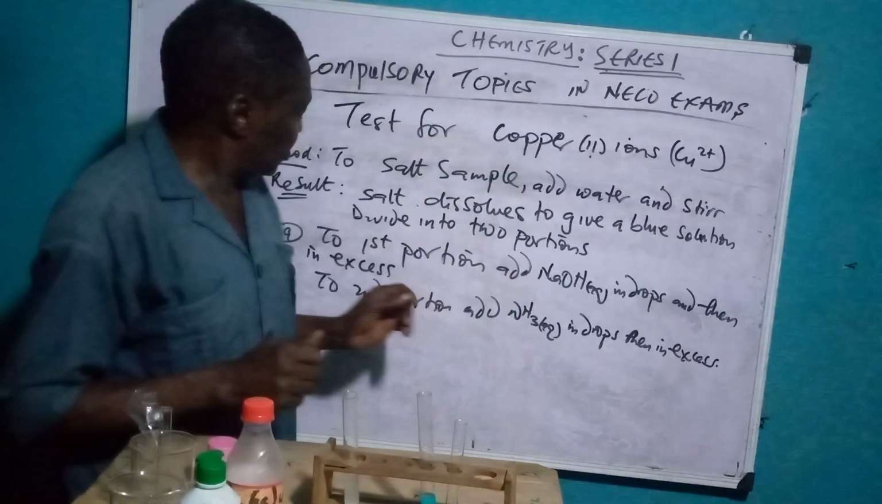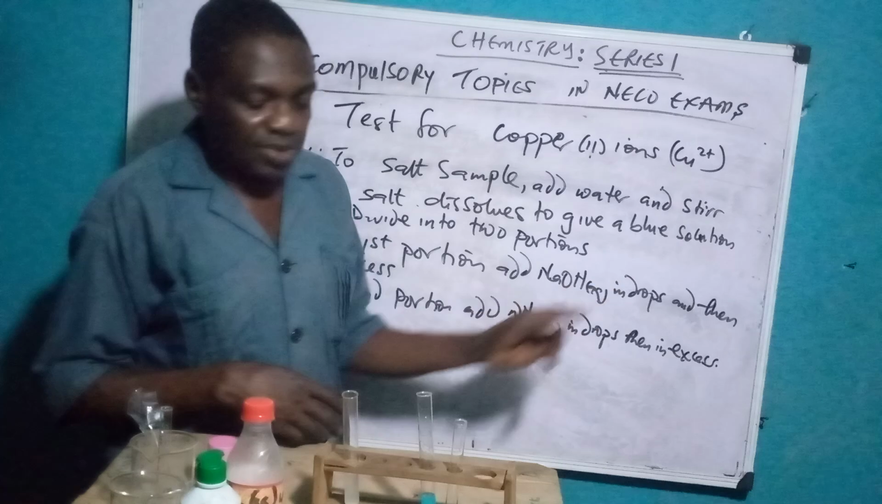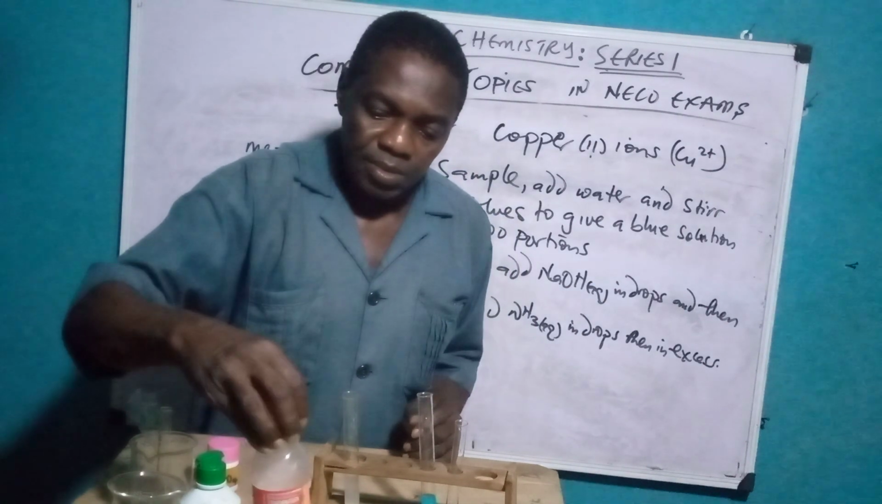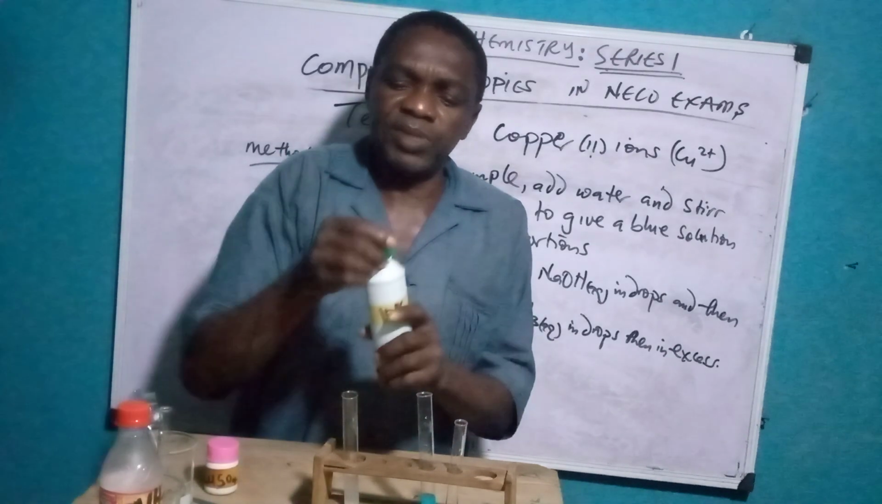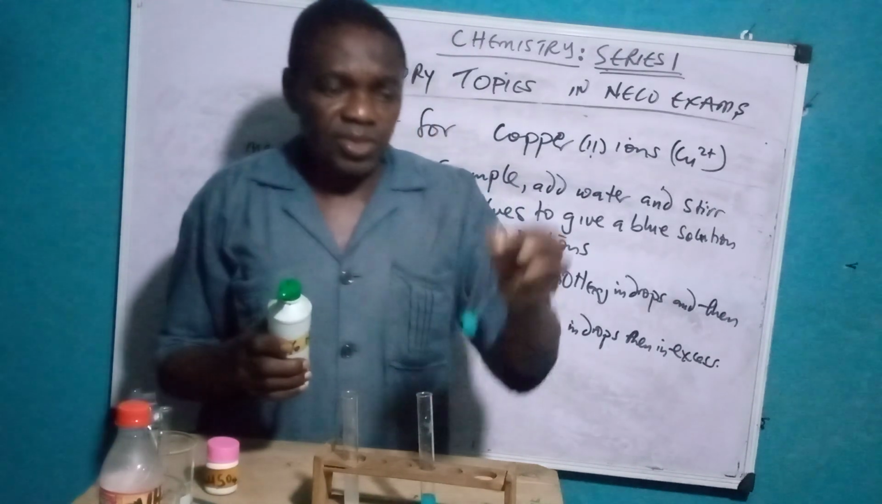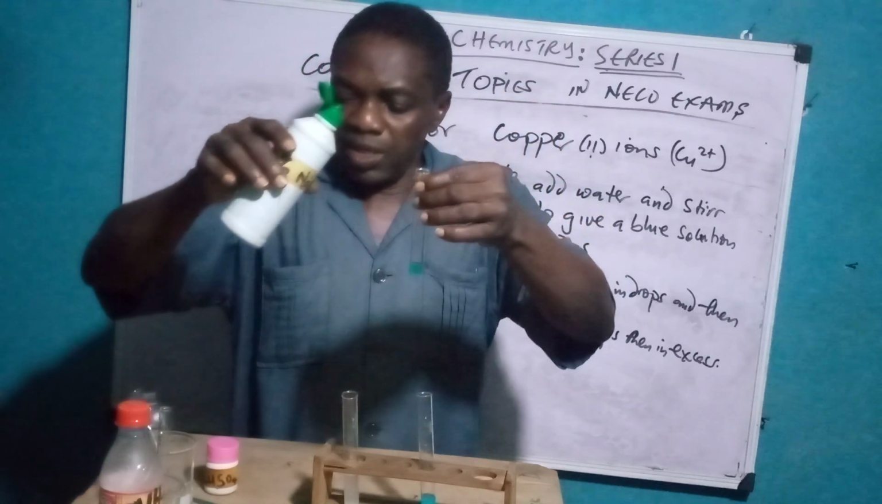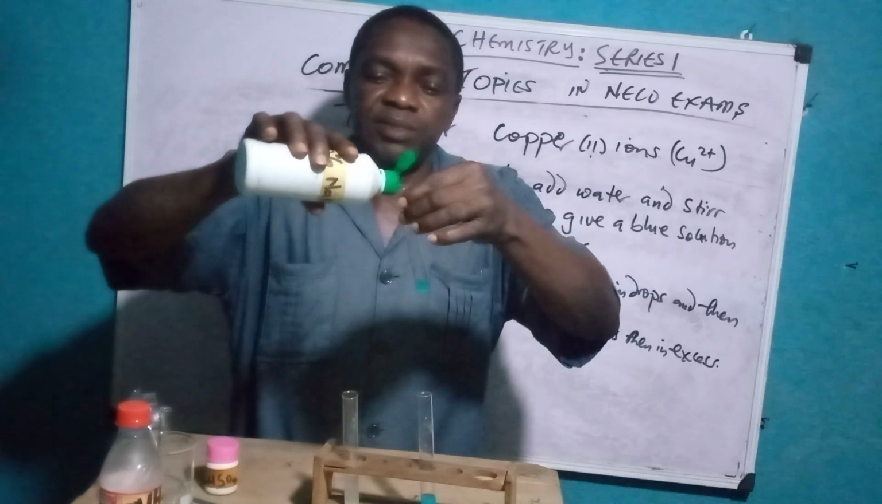Then the first direction says, to the first portion, add sodium hydroxide in drops and in excess. So where is our sodium hydroxide? This is our sodium hydroxide, in drops and then in excess. You can see the sodium hydroxide. We are going to add it to this solution of copper 2 tetraoxosulfate 6. Add it, sodium hydroxide.